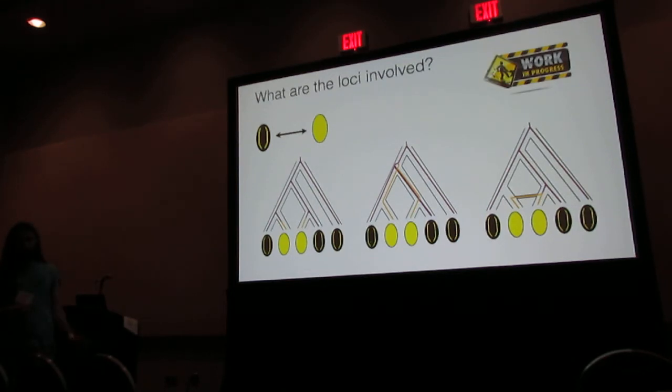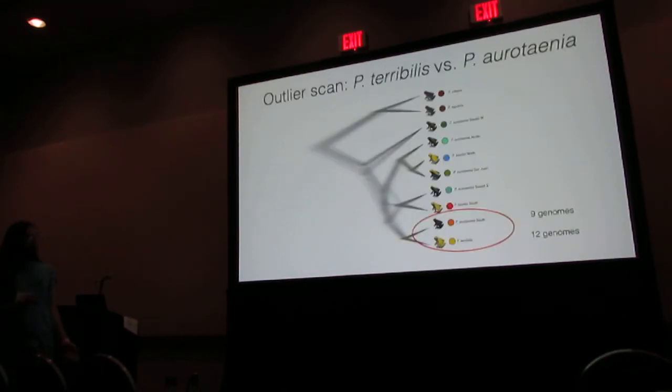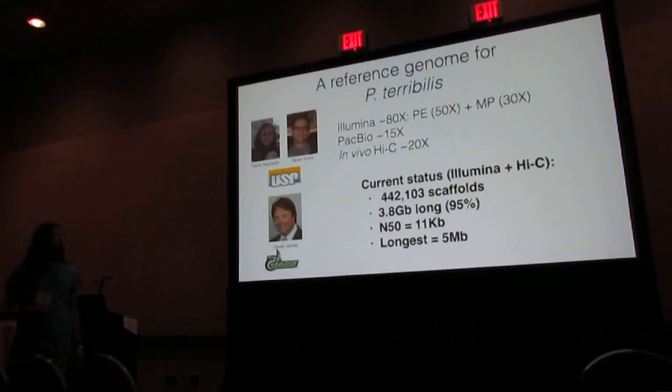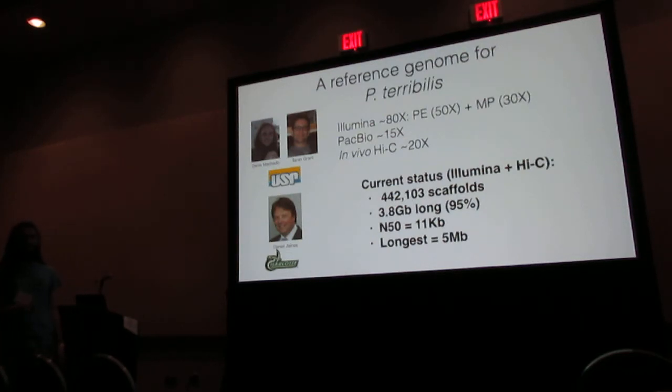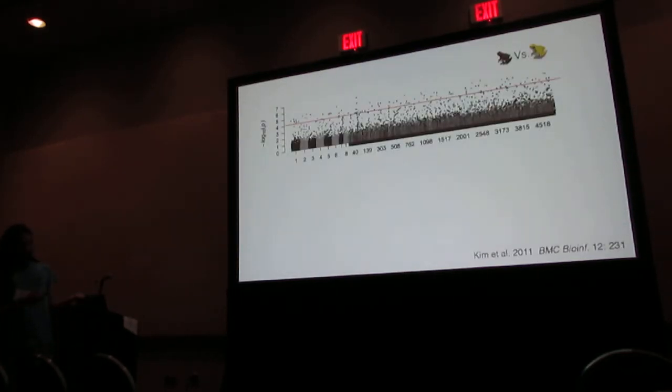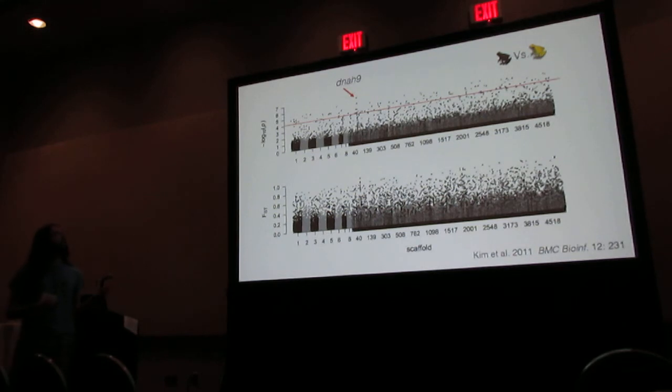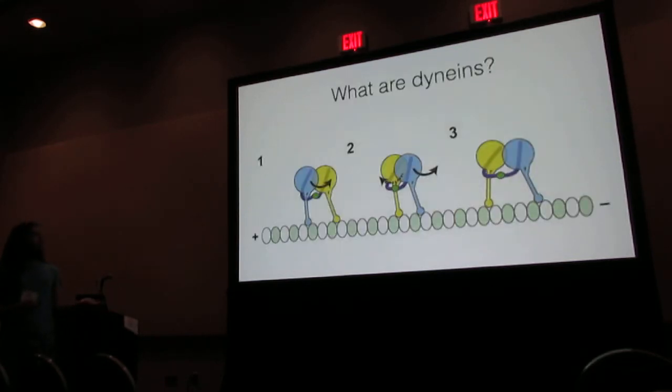This is very much a work in progress, so it's really messy. What we did was a divergence scan between these two species, mapped it back to a terrible reference genome that we're making. But we still found a peak in terms of allele frequency differences as well as FST. That peak has one gene in it. It's a very small scaffold because our genome is very fragmented, which is a dynein. And my first reaction was, what is a dynein?